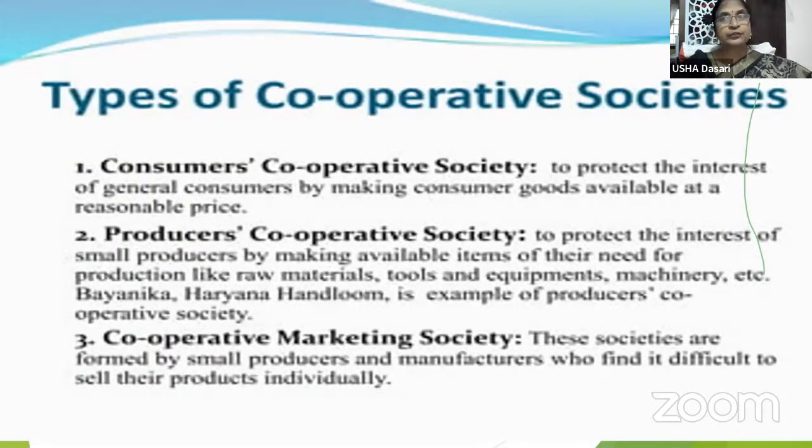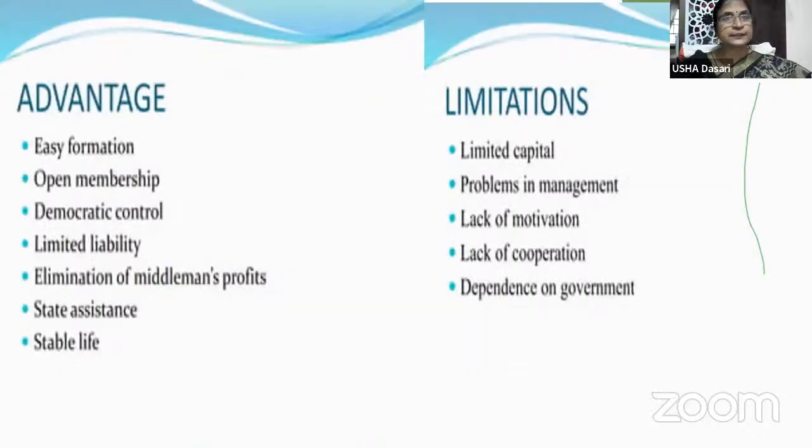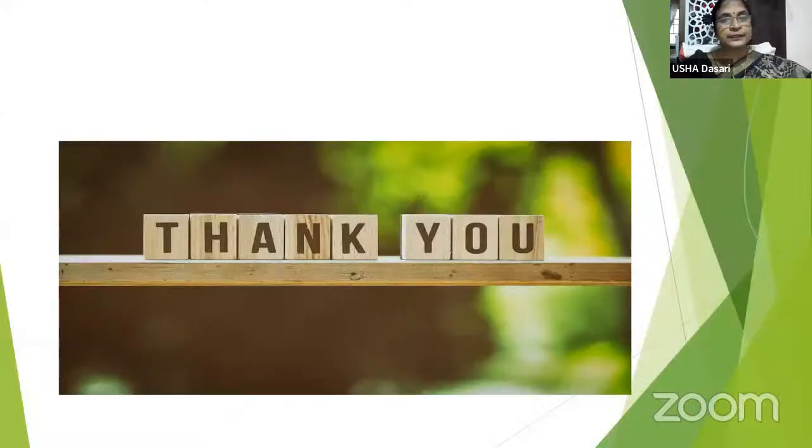There are different types of cooperative societies: consumer cooperatives, producer cooperatives, cooperative marketing society, cooperative credit society, farming society, and housing cooperative societies. So these are the advantages and disadvantages. With this we completed block number 2. In the next class, I'm going to discuss block number 3, the continuation of the forms of business organization.